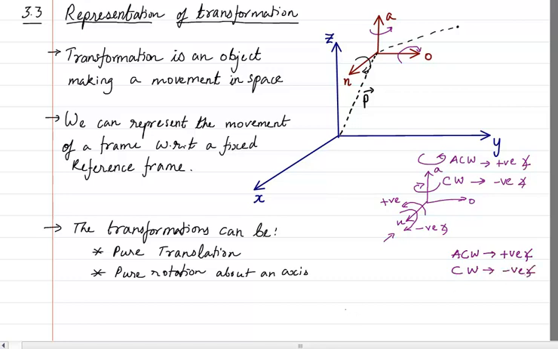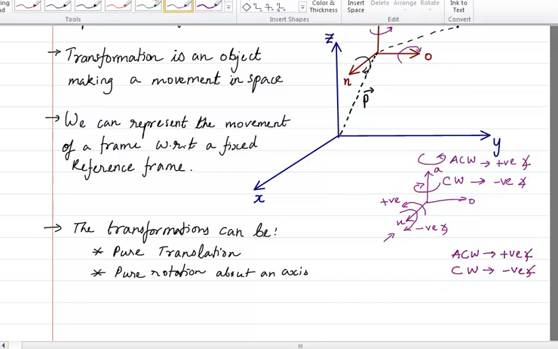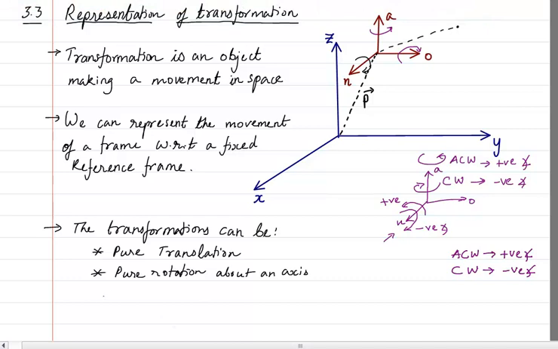Okay. The third movement that can happen is when it's a mixture of both. That means a combination of both. So we have to know how to write the transformation with the help of a matrix. Next is that section.